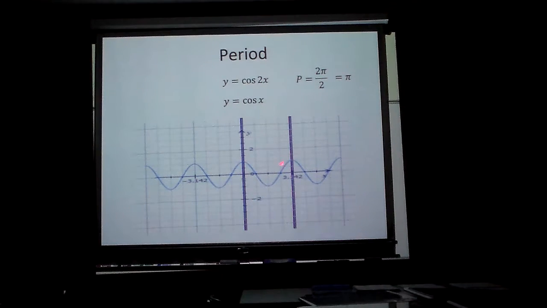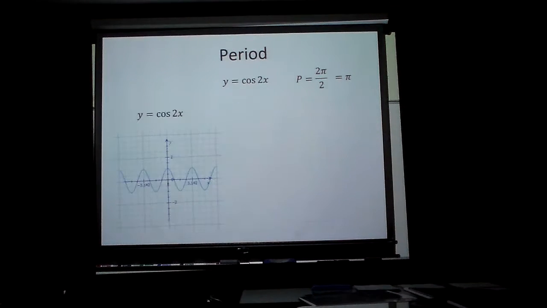I have now shrunk the cosine graph so that it repeats every pi. You can see that, 3.142. All right, so there's y equals cosine 2x.